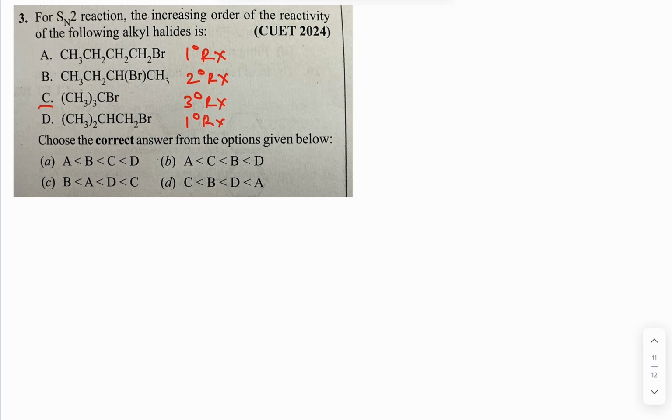So our task is to identify the correct order of the SN2 reactivity. Usually the SN2 reaction occurs through the backside attack on the C-X bond. This is the major role, and it is related to steric hindrance. So what is the reactivity order of the SN2 reaction? Basically, methyl halides are more reactive than primary alkyl halides, secondary alkyl halides, and tertiary alkyl halides.